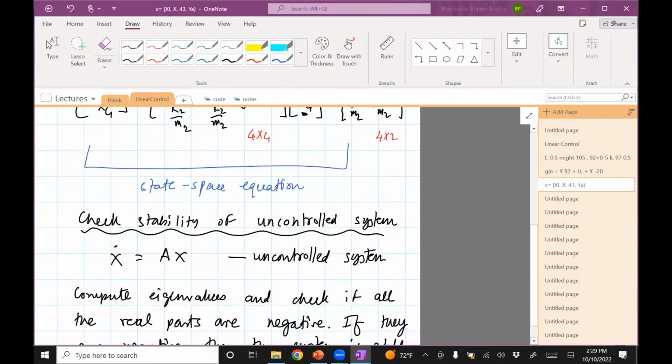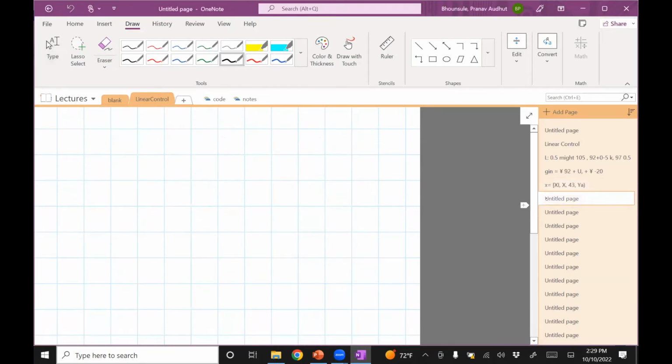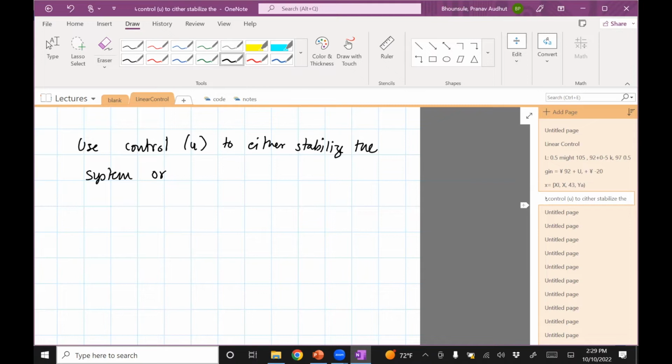Now, you can use control, which is U, to either stabilize the system if it's not stable, or make it more stable. But I really mean you want it to push to 0 as fast as possible, either push to 0 or push to whatever reference you want. Now, before you can do that, it turns out there's a condition you need to check. That's called controllability.